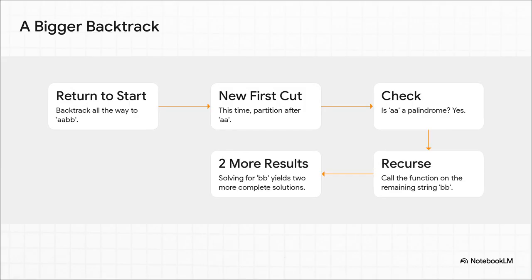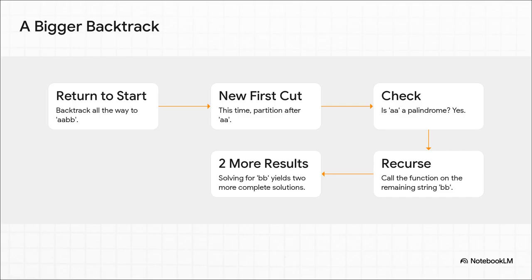Okay, now for the really cool part. We're going to backtrack all the way to the beginning. Our original detective, the one who first looked at AAB, is back on the case. It says, okay, that whole path starting with A is done. What if instead my first move was to take AA? Is AA a palindrome? Yes! It then hands off the remaining BB to a new detective.